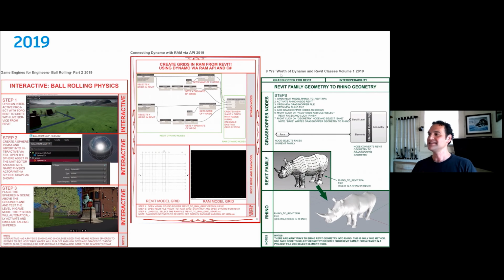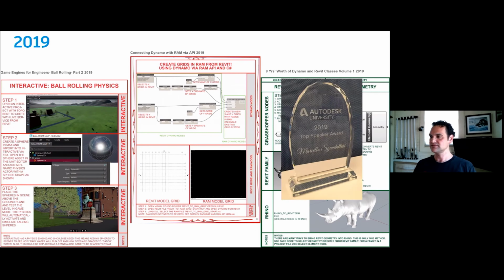Okay, and then this was the first class I taught in 2019, 8 Years Worth of Dynamo. That's why I showed the first 25 examples. Volume 1. This is when I started getting into a new software called Rhino inside Revit, where Rhinoceros, a 3D modeling program, and Grasshopper now run within Revit. This is kind of the more recent thing I've been getting into. That class actually got top speaker award as well. Thank you so much for that.